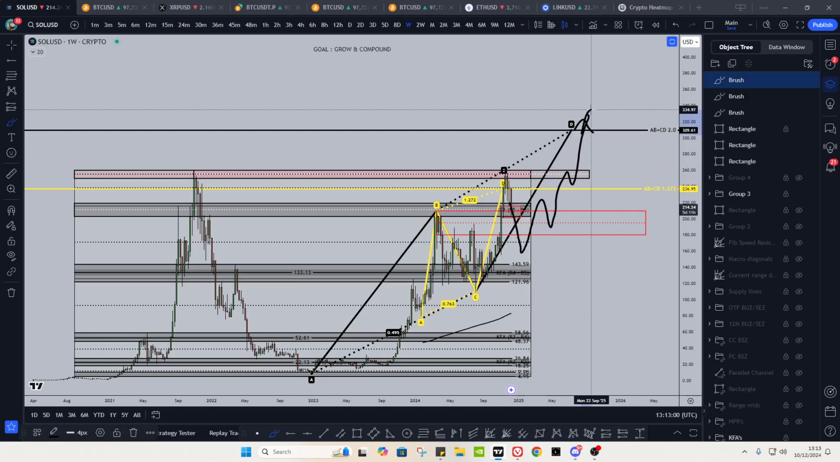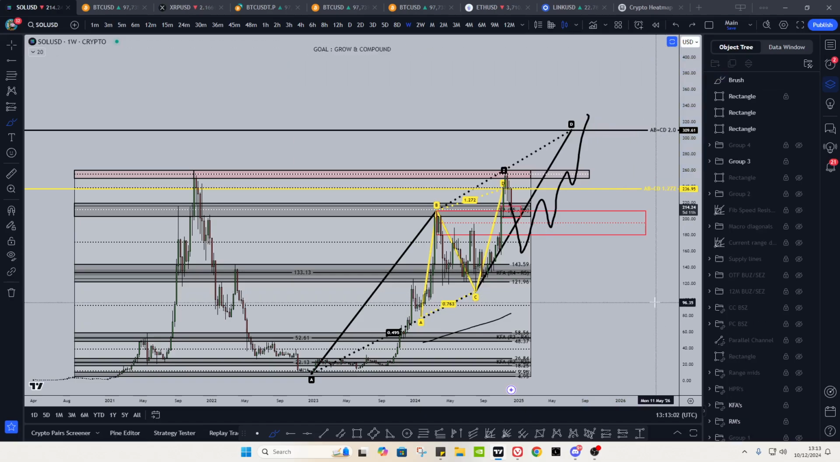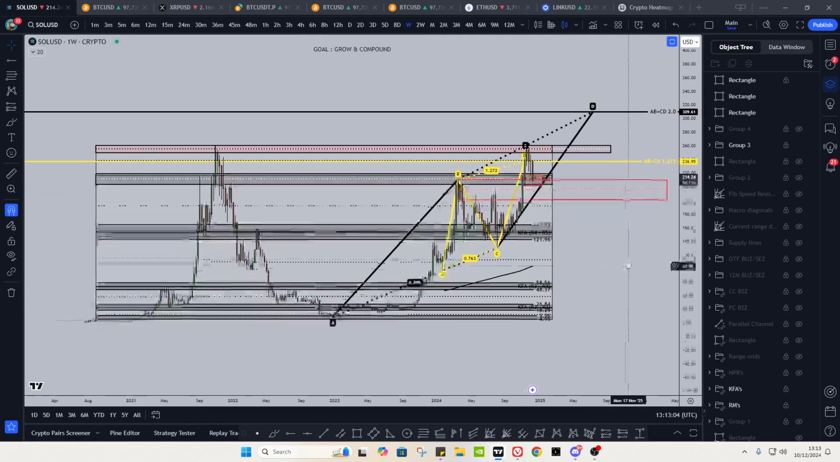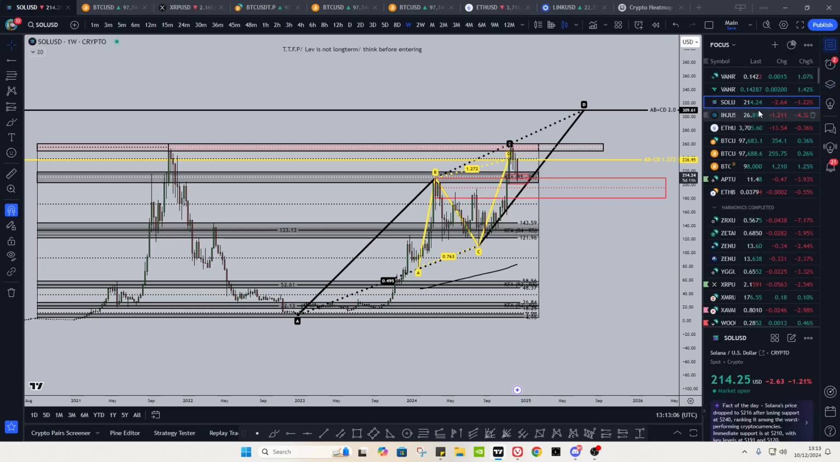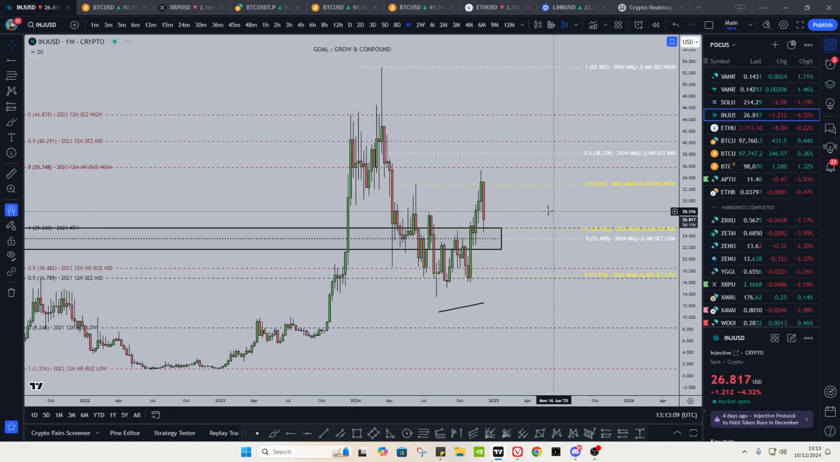Maybe something like this, right? Let's take a look at what happens though. So that's Sol. Okay, so let's look at Injective next. Nice pullback. There we go.